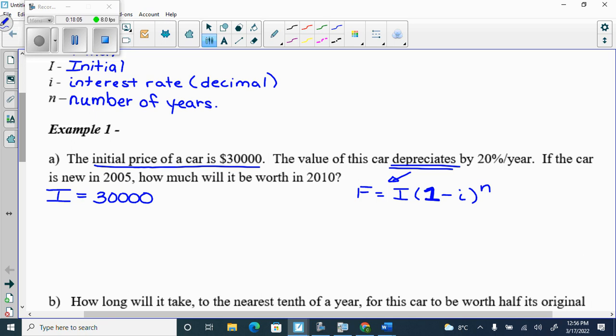Now it depreciates by 20% per year. What does that go in for? Yeah. So my i, 20%, I would have to do 20 divided by 100, which is 0.20. If the car is new in 2005, how much will it be worth in 2010? What does that give me?